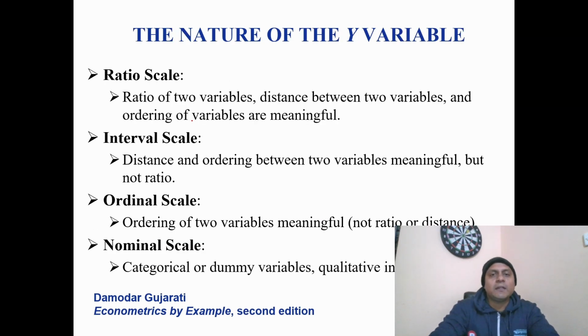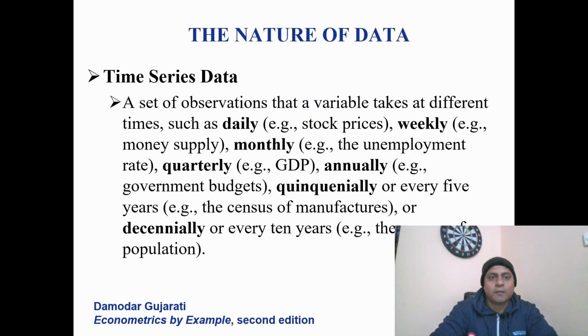And there are different types of dependent variable. One dependent variable is a continuous one, the ratio model, interval, ordinal, nominal. We will see all those things in this particular video.